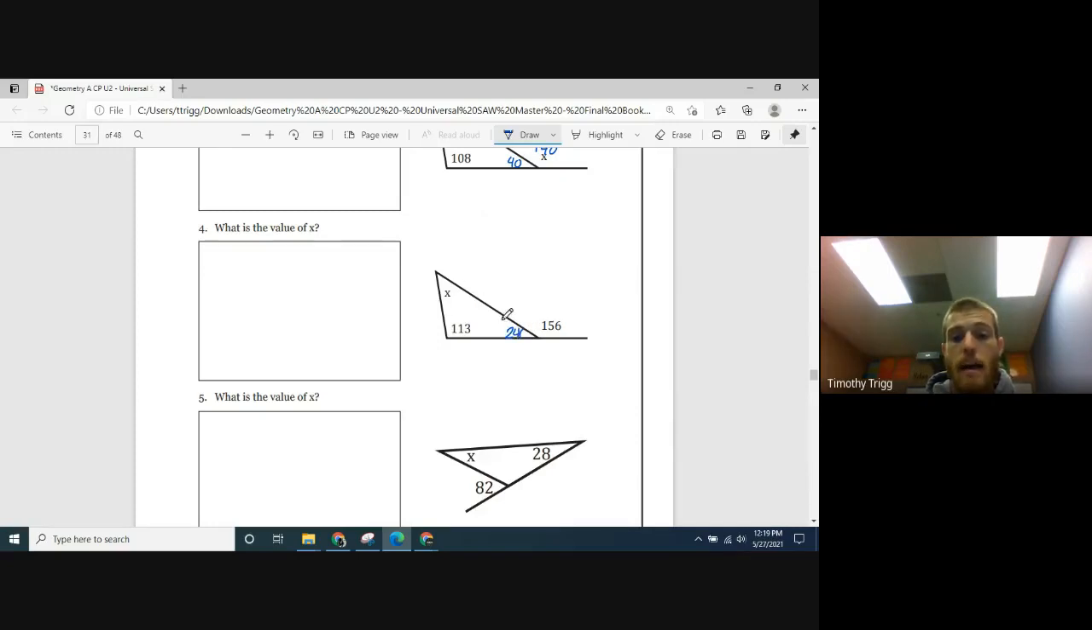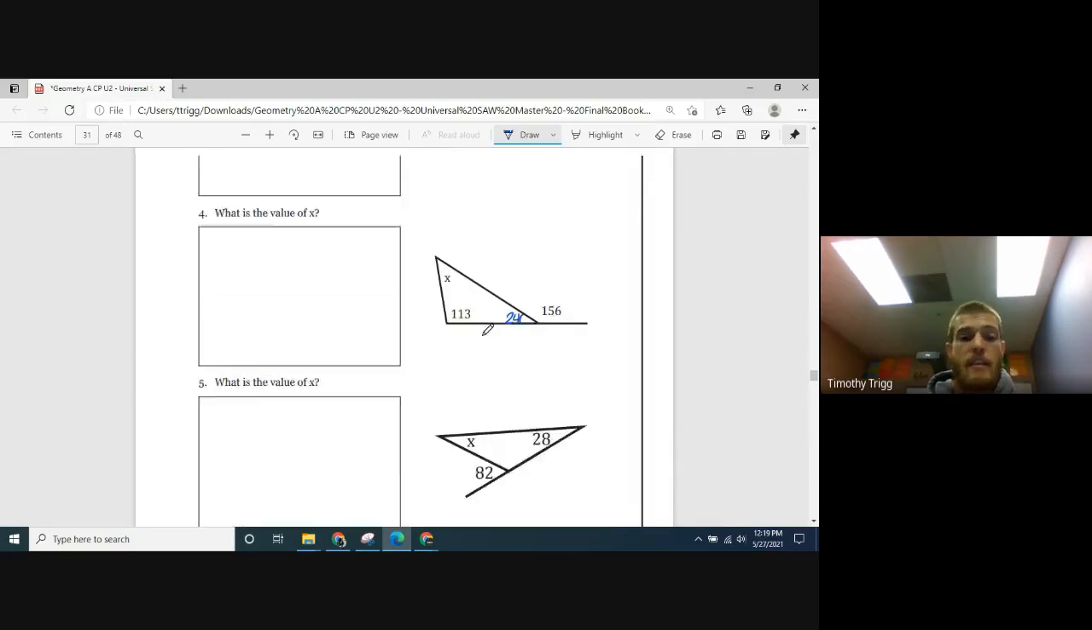Now, look inside this triangle. The three angles together in this triangle should add to 180. So see if you can figure out x from there. The three angles inside should add to 180. And again, you could always check your work to make sure they do indeed add to 180.